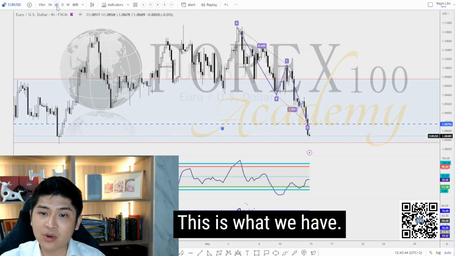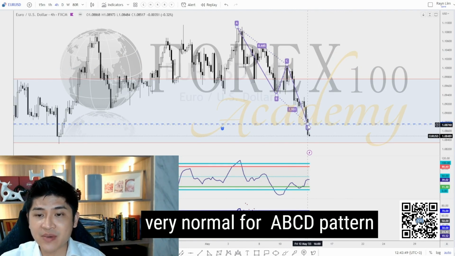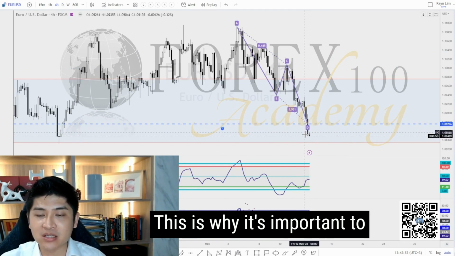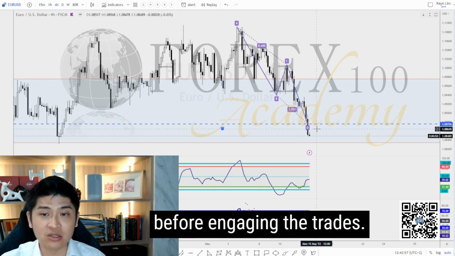On the 4-hour chart, this is what we have, ABCD patterns, and it is very normal for an ABCD pattern to slide down, and that is why it slides beyond the entry price. This is why it's important to wait for a confirmation candle before engaging the trade.